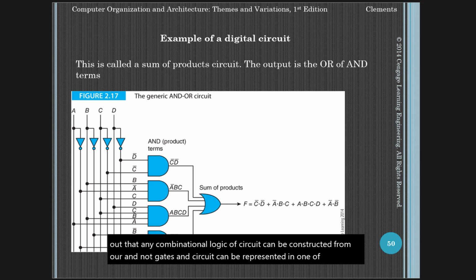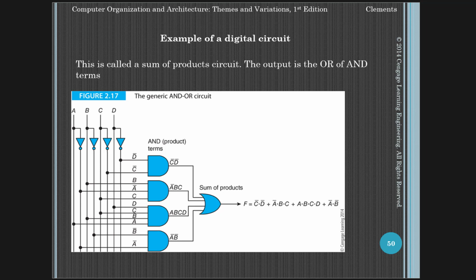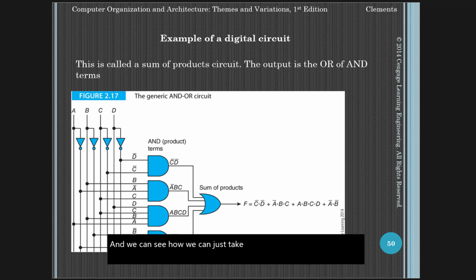And a circuit can be represented in one of 2 forms. So here we're looking at our figure of our sum of products circuit, where the input variables or their complements are used to produce terms by AND gates. So these product terms are ORed together in a single OR gate. And we can see how we can just take these gates and combine them together to create essentially a circuit. Something that takes in an input, does an operation, and produces an output.